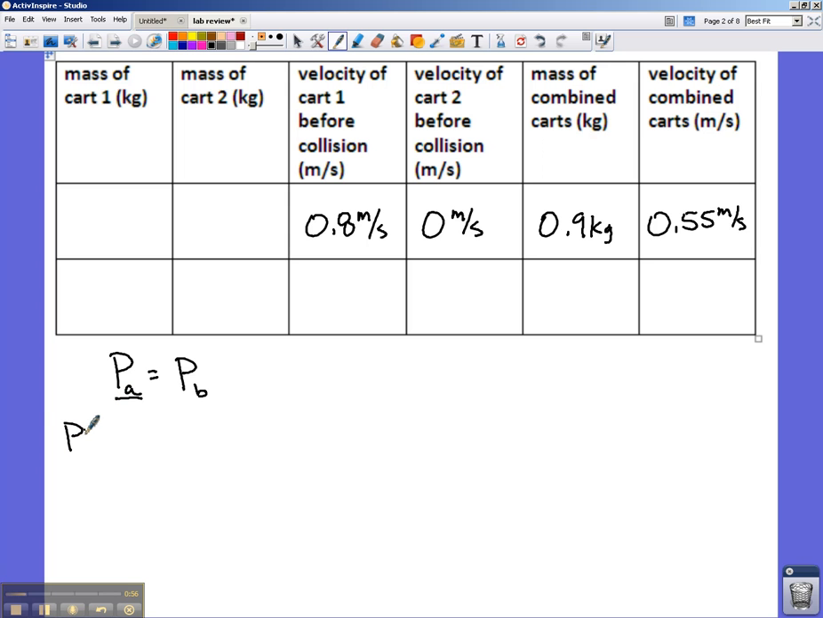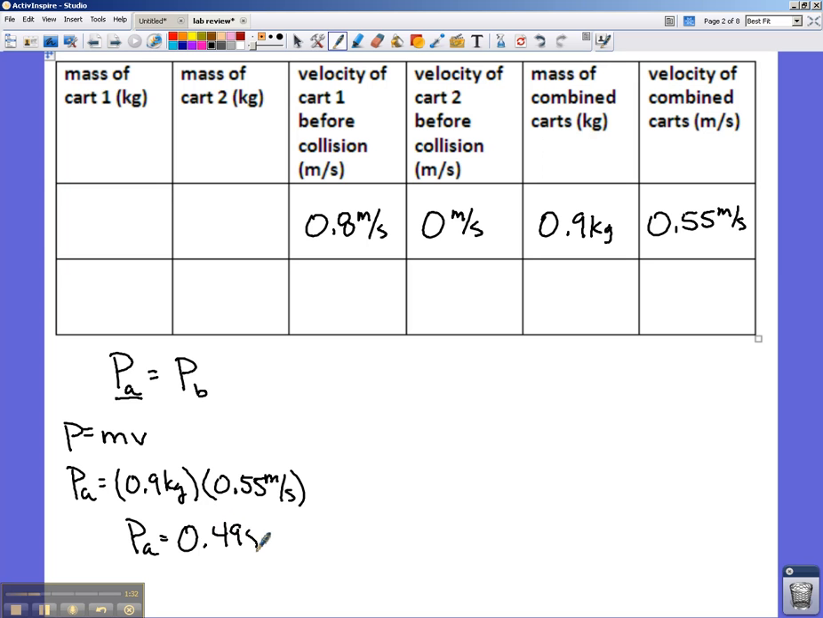So momentum is mass times velocity. So the P after is going to be the mass after they join together, 0.9 kilograms, and the velocity is going to be 0.55 meters per second. And again, that's after the carts join and are traveling off together. And that's just straight multiplication. So you get out your calculator, 0.9 times 0.55, and you get the momentum after the collision as 0.495 kilogram meters per second.